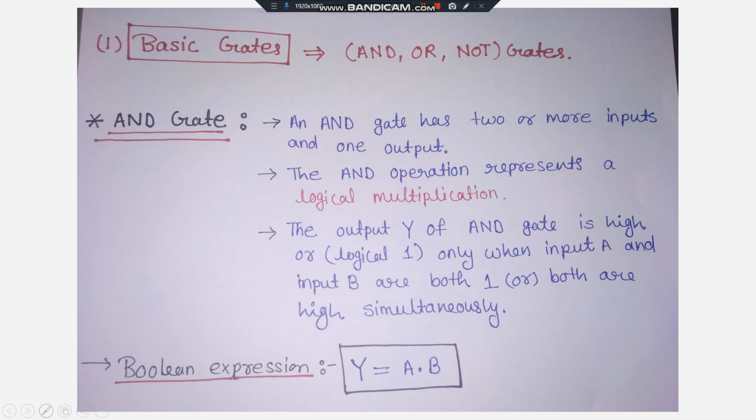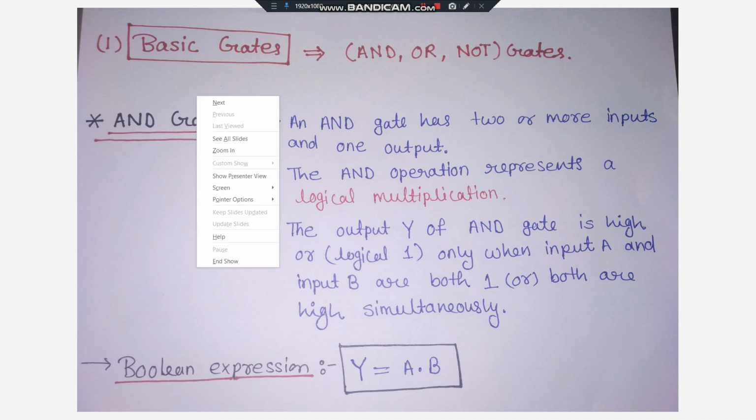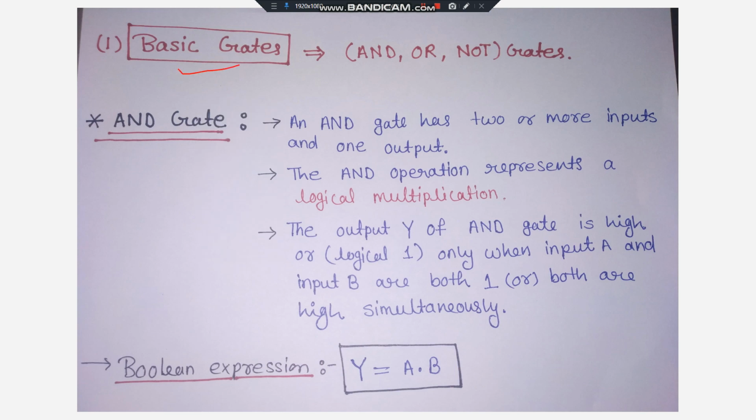In this video I am going to discuss with you all the electronics topic, that is basic gates. In one of my videos on logic gates, I explained the different types of logic gates. We discussed that there are three kinds of logic gates: basic gates, universal gates and derived gates. So in this video we will talk about the basic gates, and in the next video we will talk about the universal gates.